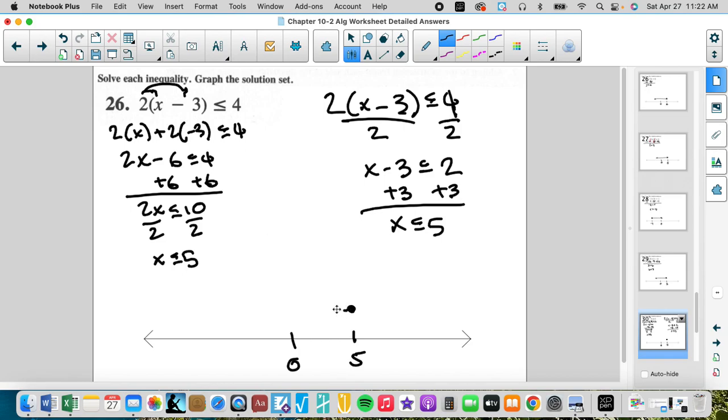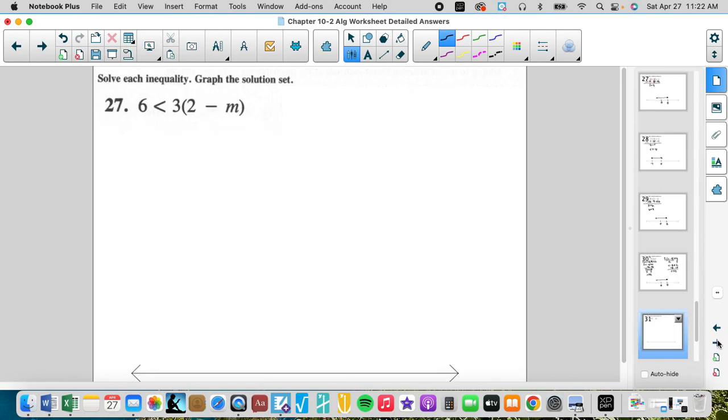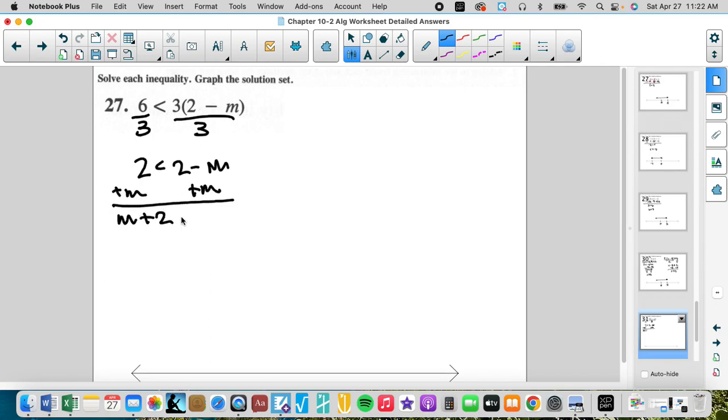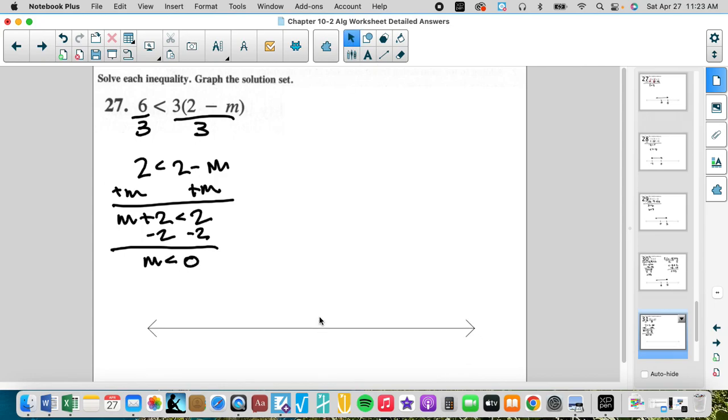My solutions are less than 5, so we're going to go there. Same thing here. I'm going to divide by 3. That gives me 2 is less than 2 minus m. I'm going to add m. I'm going to make my variable positive. That's m plus 2 because I added the m to the side. I didn't multiply. It's not 2m. These are unlike terms. So when we add them, we get 2. We're going to subtract 2. We're left with m is less than 0. We have our solution is 0, open circle, and my solutions are less than.